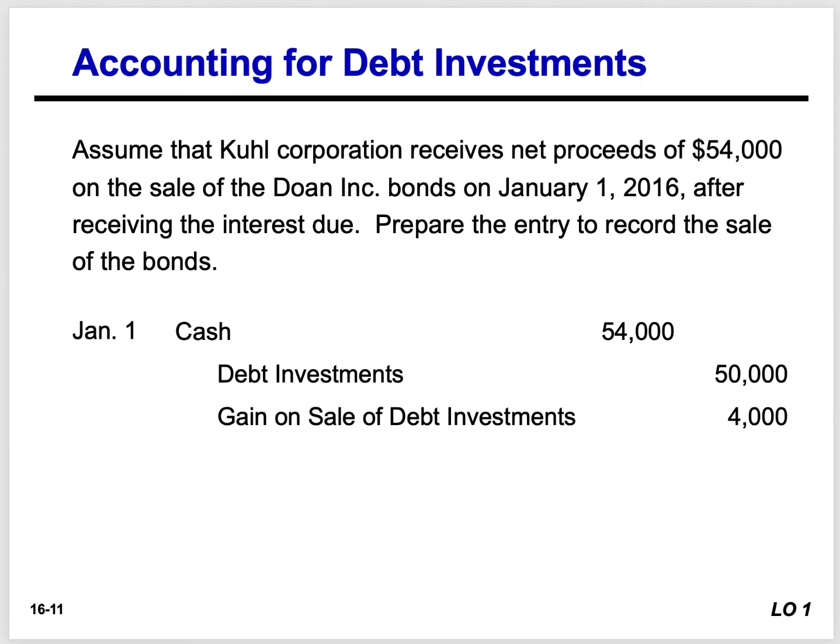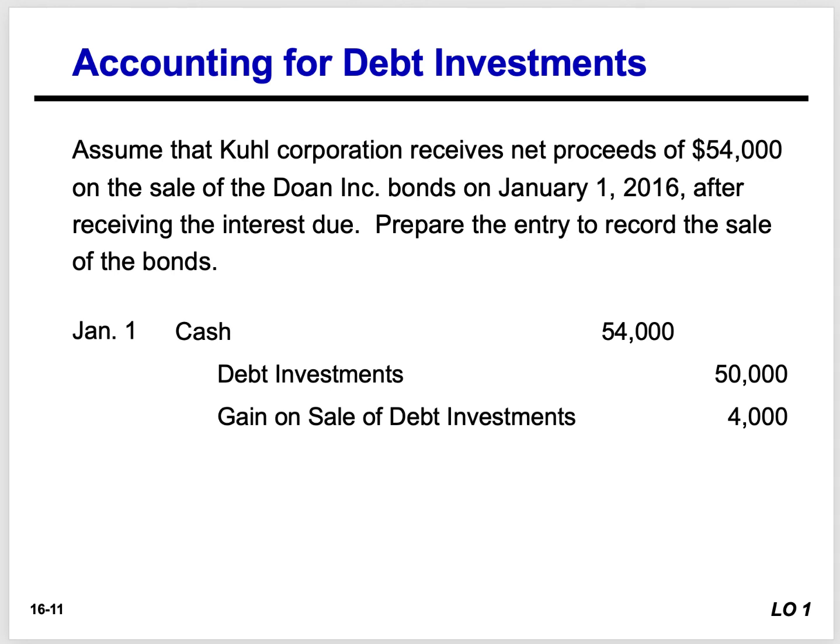Now, let's assume for a moment that Cole receives net proceeds of $54,000 on the sale of Dawn Incorporated's bond on January 1st, 2016. What's going on here? Well, Cole has the bond. They're entitled to the interest. And then for some odd reason, Cole says, you know what? I don't want this bond anymore. I want to sell it, right? The sales proceeds from selling this bond were $54,000.